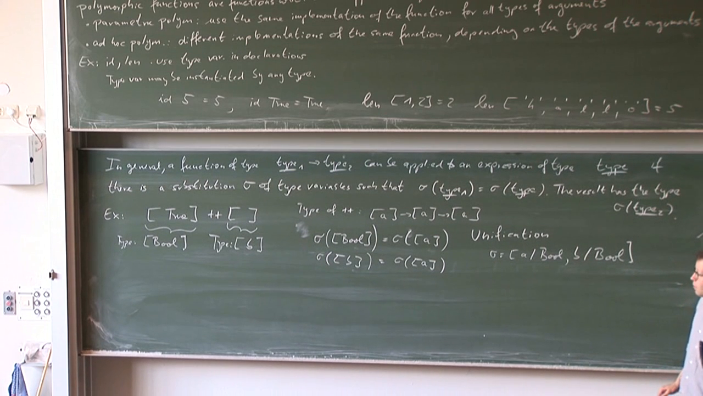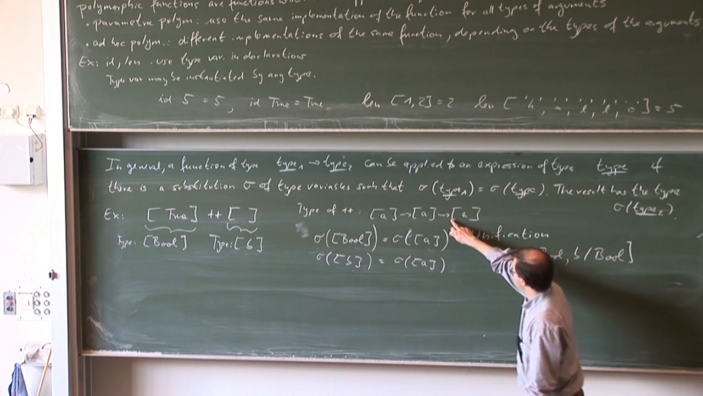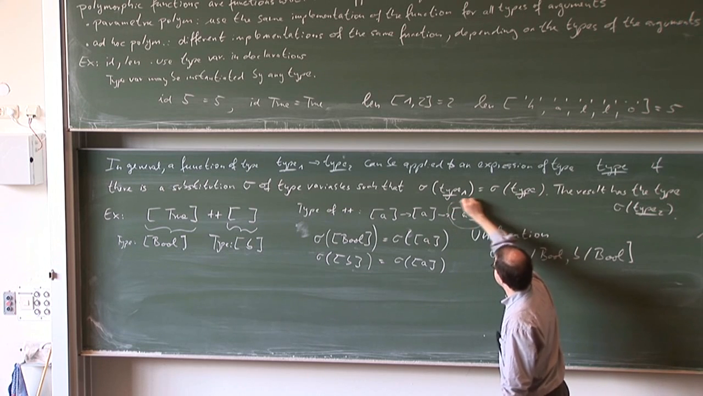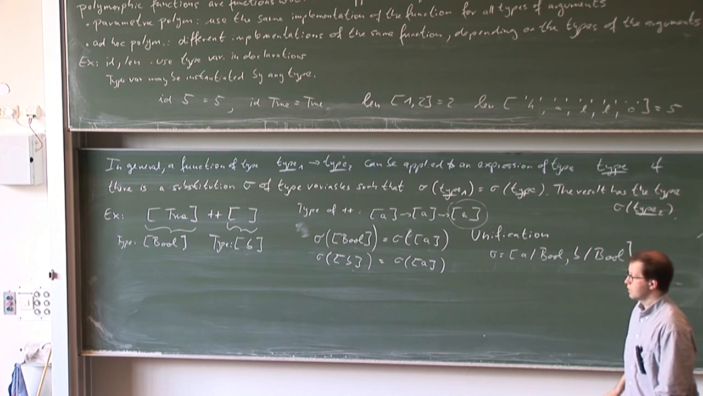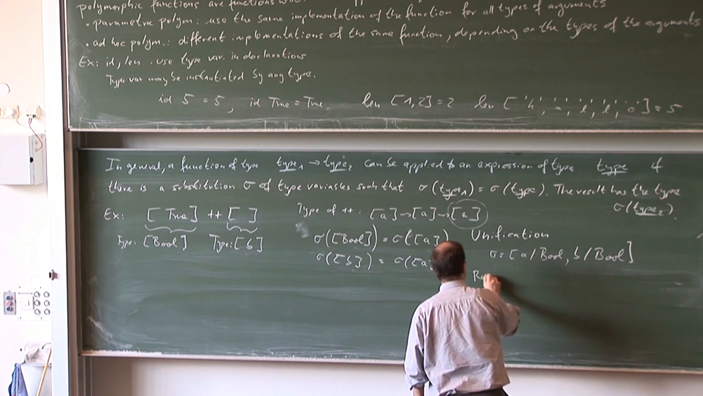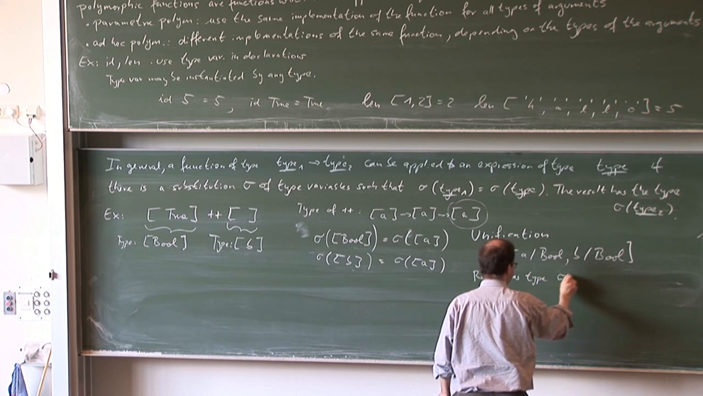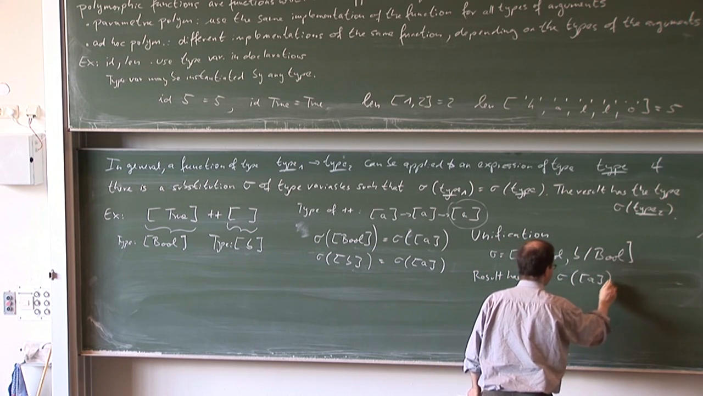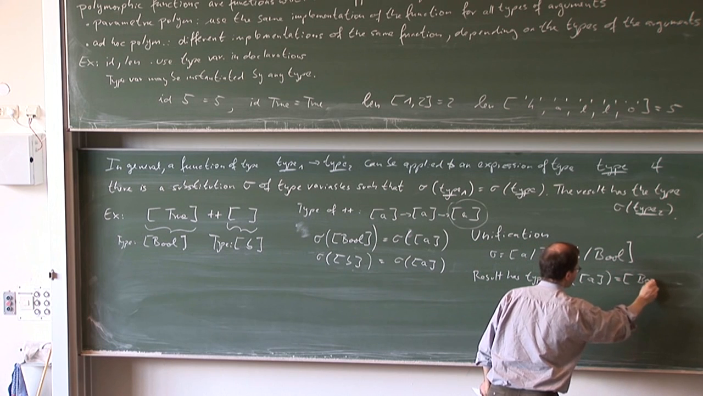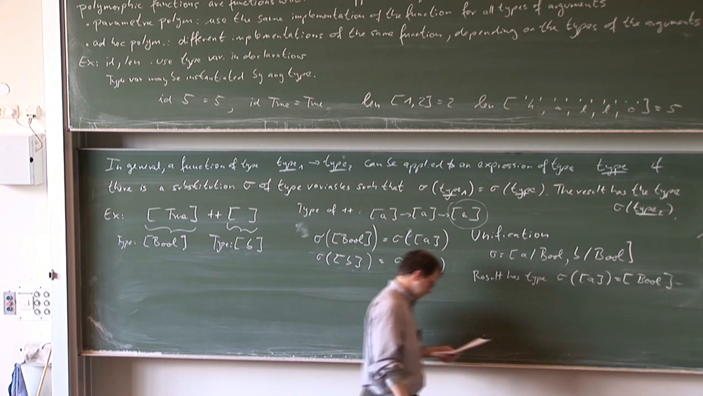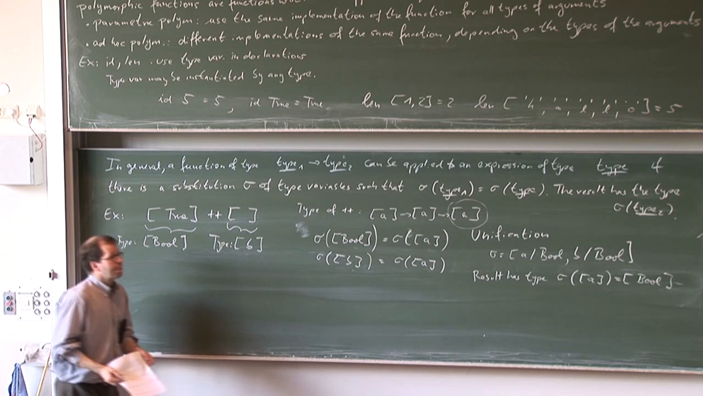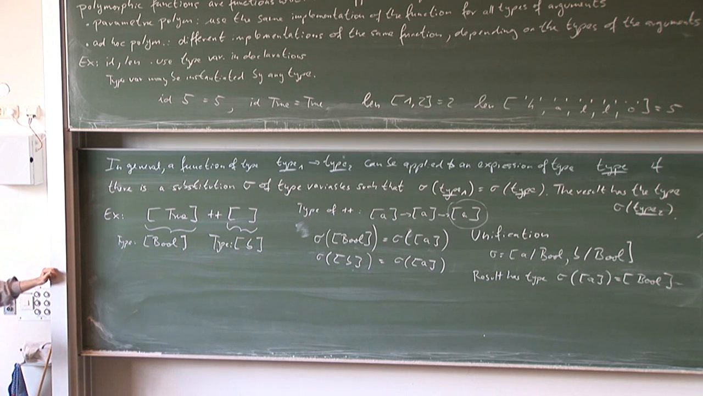And now you know what the outcome is. The result has this type, but you have to apply the substitution. So in other words, the result also has the type sigma applied to list of A's. So the result also has the type list of Booleans. So this is how this type checking intuitively works with type variables. And you can perform this type checking automatically.